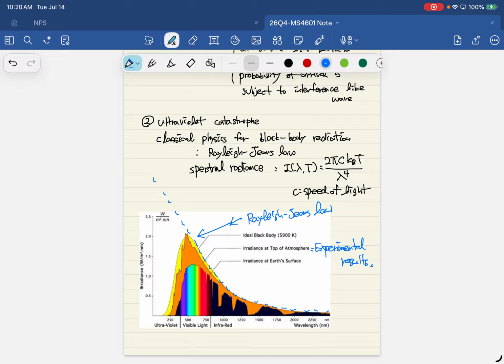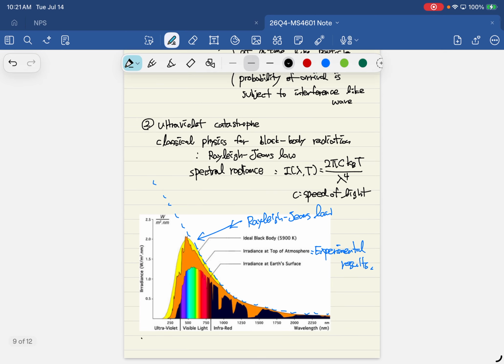Okay, so this one was called the ultraviolet catastrophe. Why? Because this discrepancy happens at low wavelengths. These low wavelengths, this is essentially what? The ultraviolet region. Okay? So basically the discrepancy between experimental results and theory leads to the ultraviolet catastrophe.